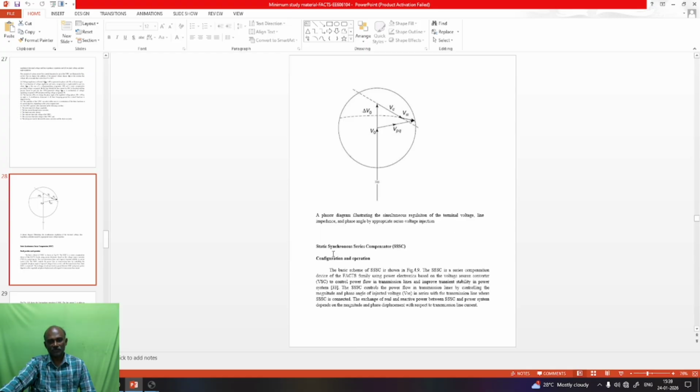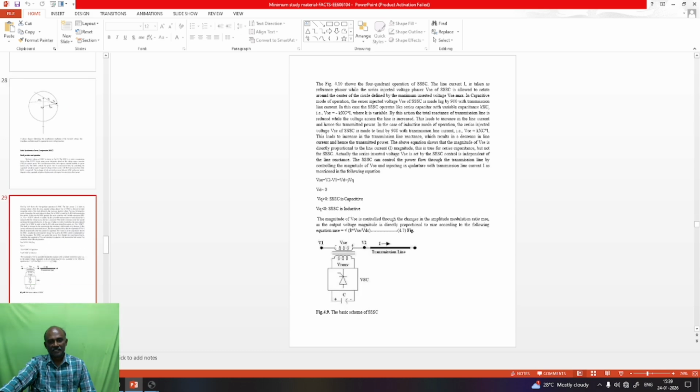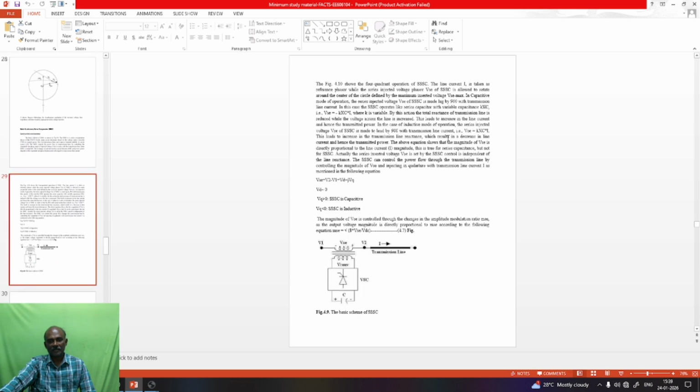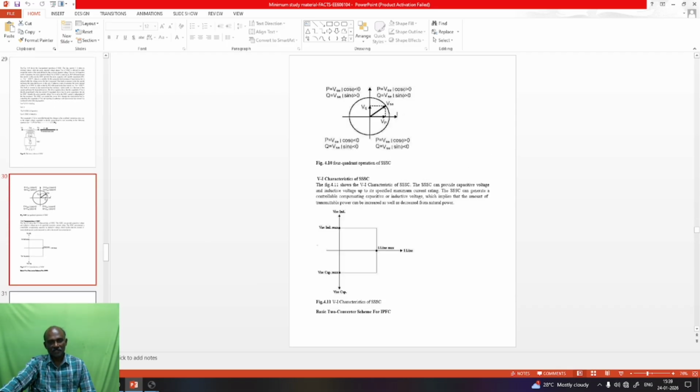Next, static synchronous series compensators, that is SSC. So it is another compensator. Here also we have the two types of compensation, but here especially it is series compensation. Using this compensator, we are also compensating real power as well as reactive power. So, the VI characteristics of the SSC.